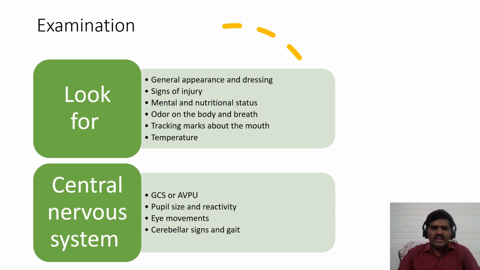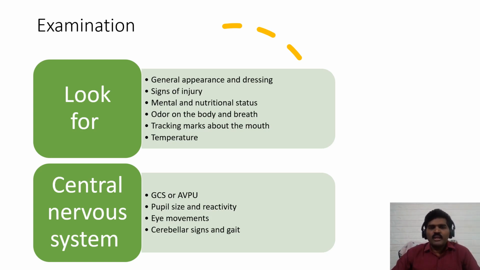Coming to the examination, specifically look for general appearance like dressing, the mental status of the patient, any signs of injury, self-inflicted or otherwise, and the mental and nutritional status of the patient, to find out whether the patient could have been poisoned accidentally without any intention.